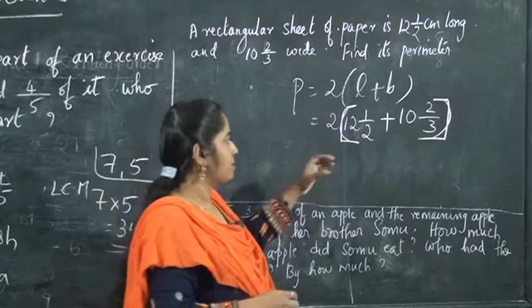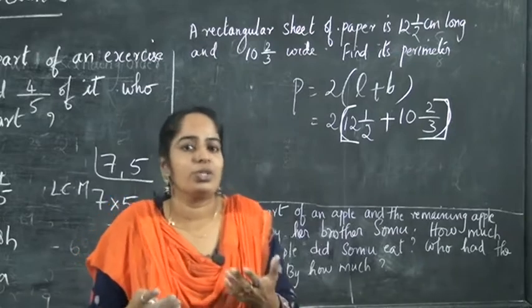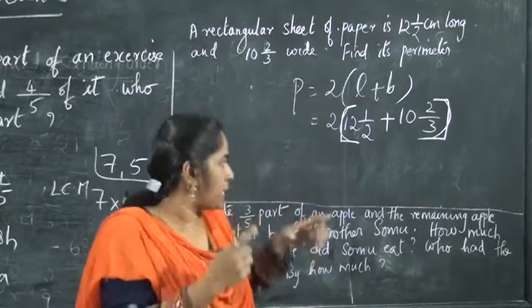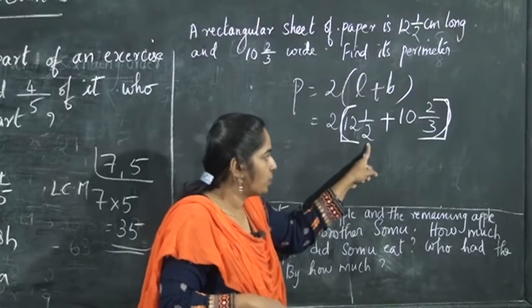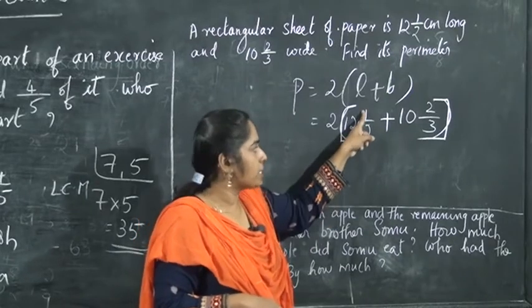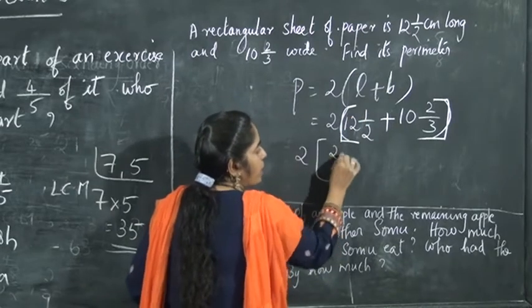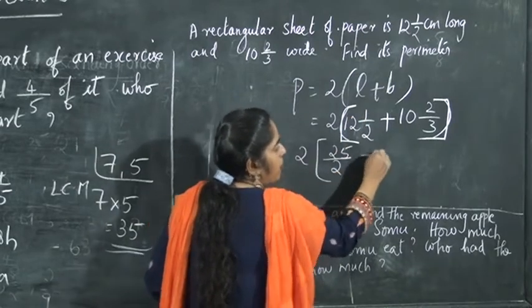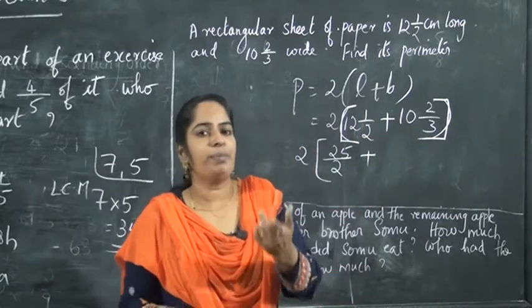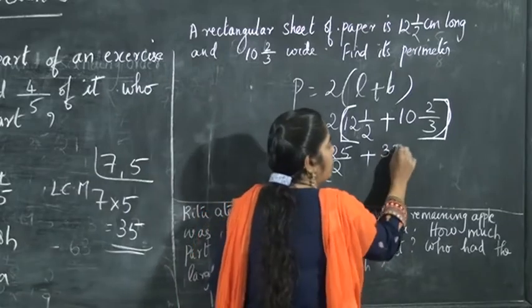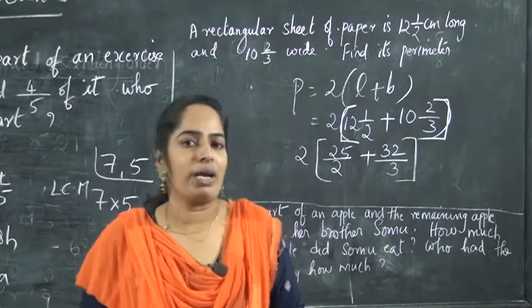So I am just doing this fast. 12 2s are 24, 24 plus 1 is 25. Once more I will repeat, 12 into 2 is 24 plus 1 is 25. So you will write here 2 into 25 by 2 plus, what is here? 10 into 3 is 30, 30 plus 2 is 32, so 32 by 3. Okay children, you all understand that.